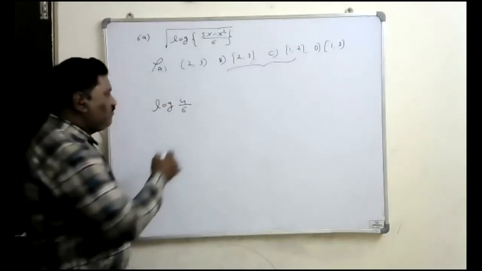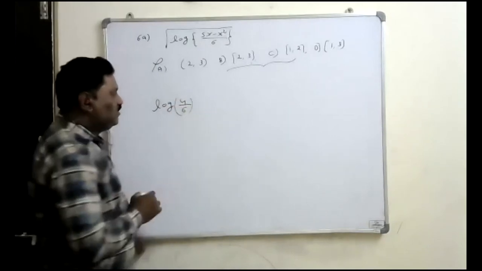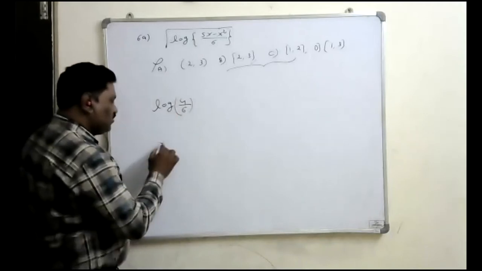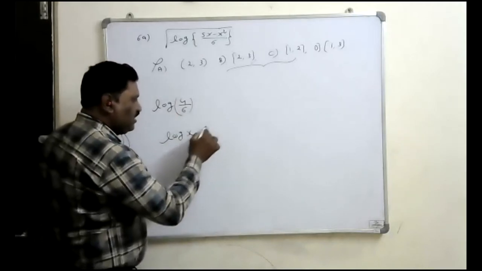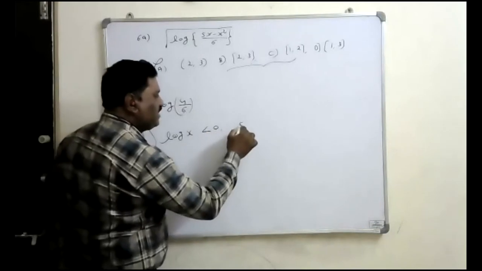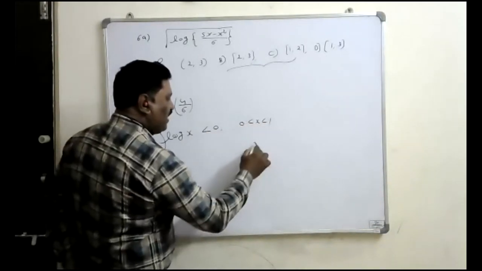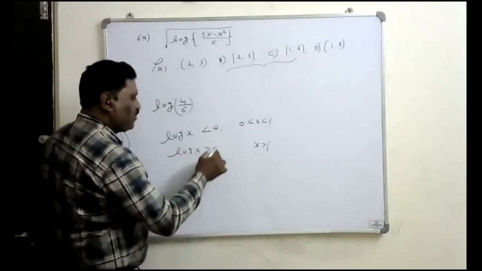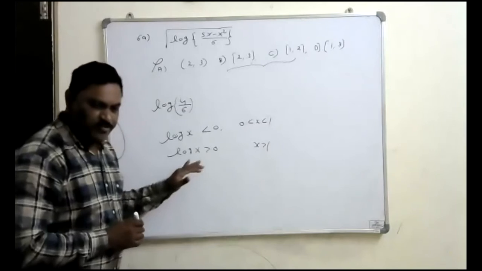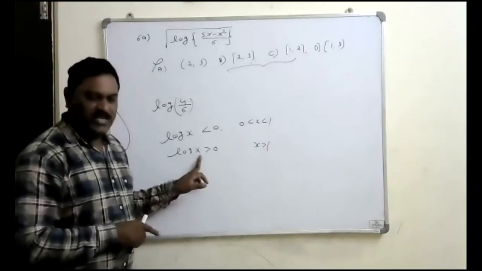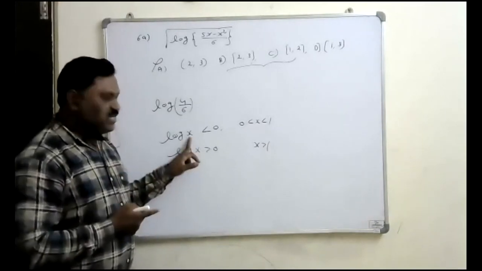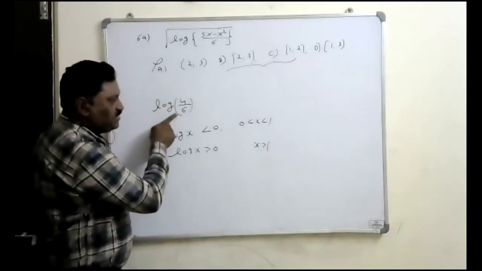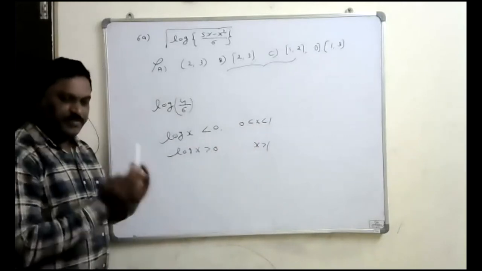Okay. So log of 4 by 6, this 4 by 6 value is less than 1. So always remember that. Log x is going to give a negative when x lies between 0 and 1. When x is more than 1, log x is going to give a positive. Means log always gives a positive value if x lies more than 1. If x lies between 0 and 1, log x is negative. So 4 by 6 is less than 1, smaller than 1, right?